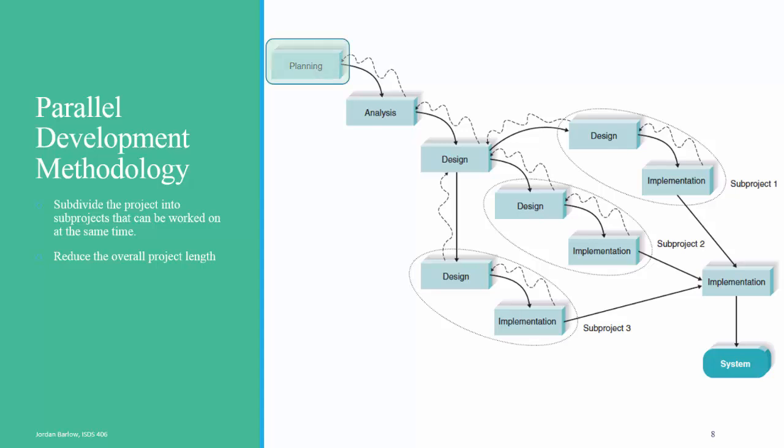Here's what parallel development methodology looks like. Again, you start with your planning phase and do all of your planning before you move on to your analysis phase. Once your analysis is full and complete, then you move on to a general design of your system. At that point, you break up your project into several sub-projects. And for each sub-project, you simultaneously work on designing and implementing those sub-projects. Then at the end, you bring all of your sub-projects together into one big system implementation.